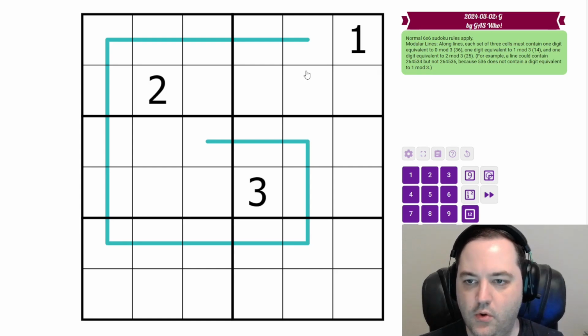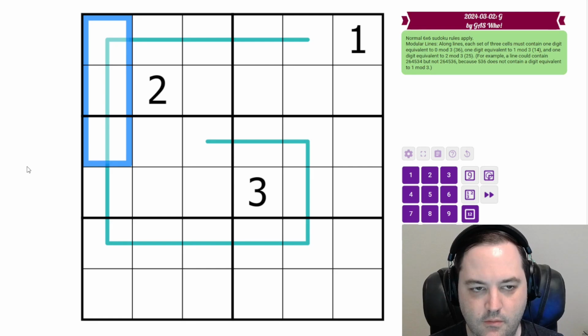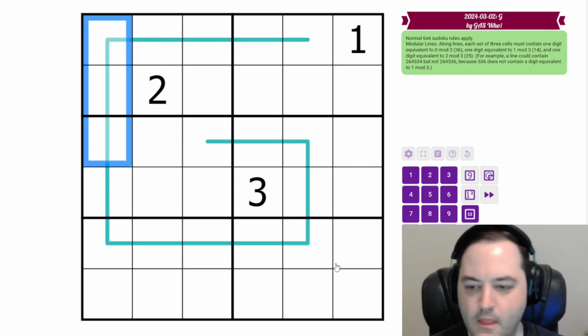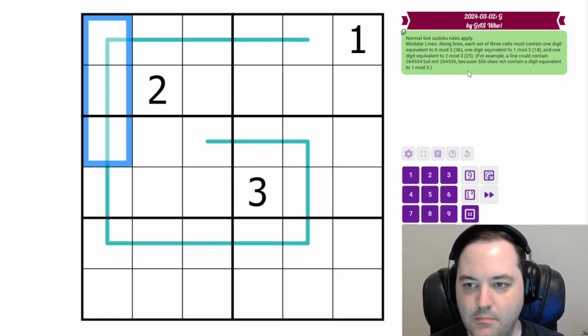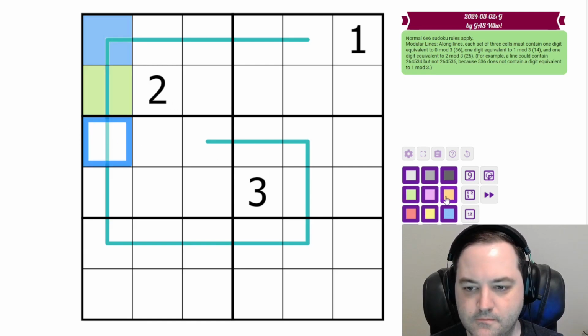So we're splitting those into 3 groups, and the modular line rule is saying that any set of 3 cells along the line, in order, say these 3 cells, must contain 1 digit from each of those sets. So one of these has to have a remainder of 0, one has to have a remainder of 1, and one has to have a remainder of 2. Now that has a consequence on the whole line, which is not immediately obvious from the rules. But we're going to go through that now, because it's important for solving.